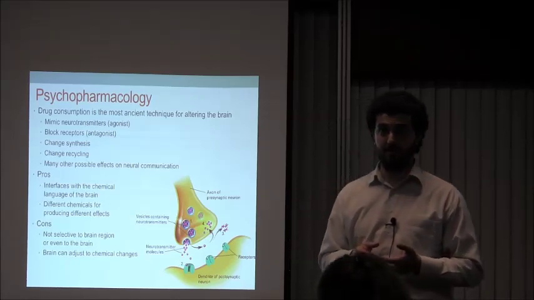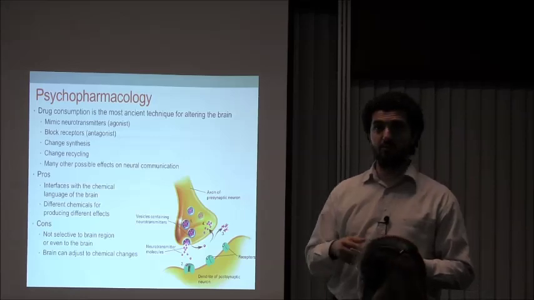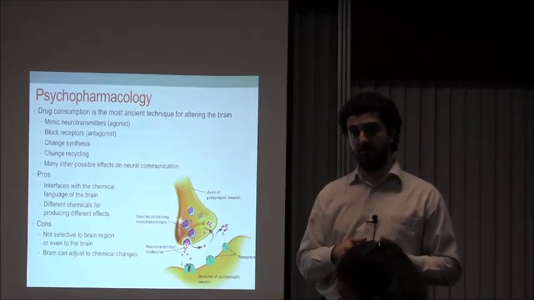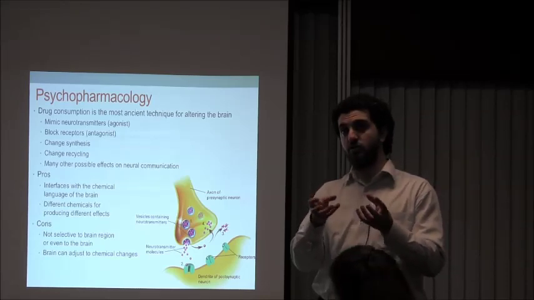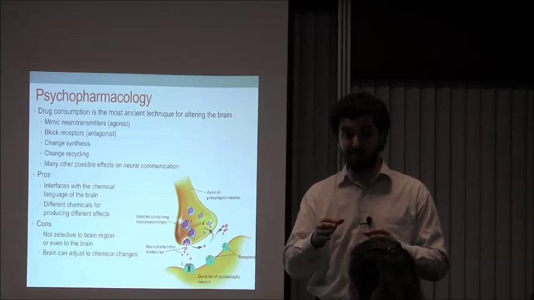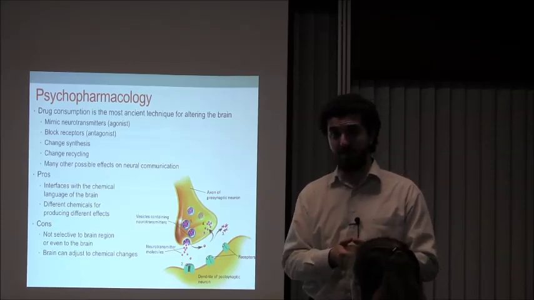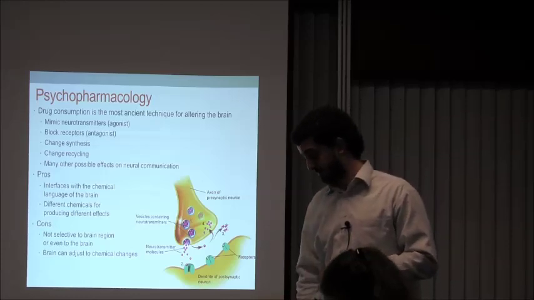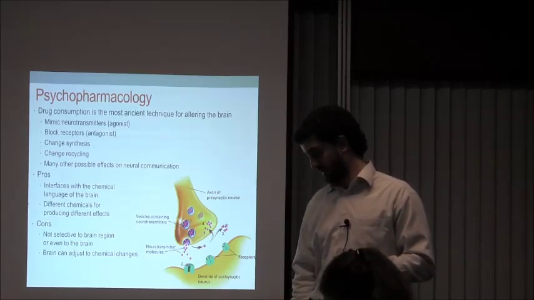For example, cocaine abusers take larger and larger doses because the brain tissue gets used to that chemical, and ultimately they need a larger dose to get to the same level of, let's say, pleasure or reward that they would expect.